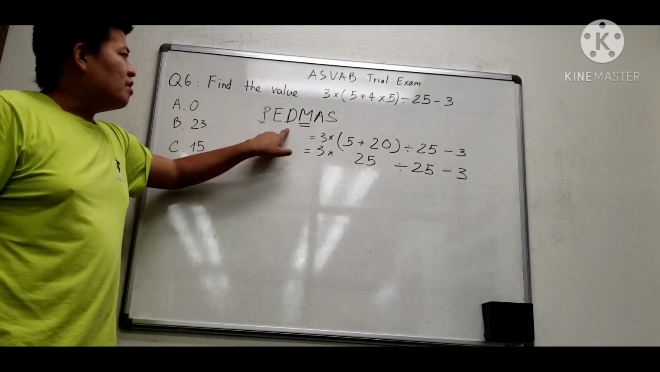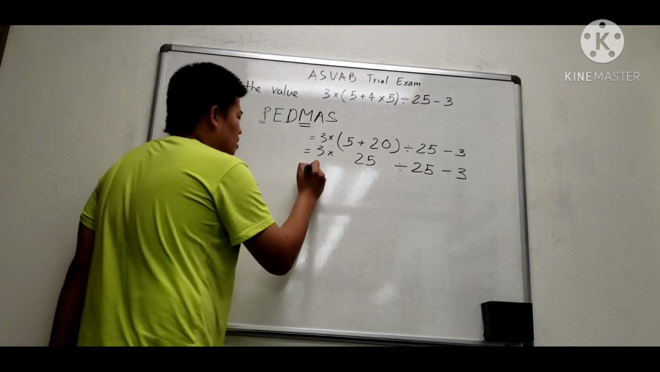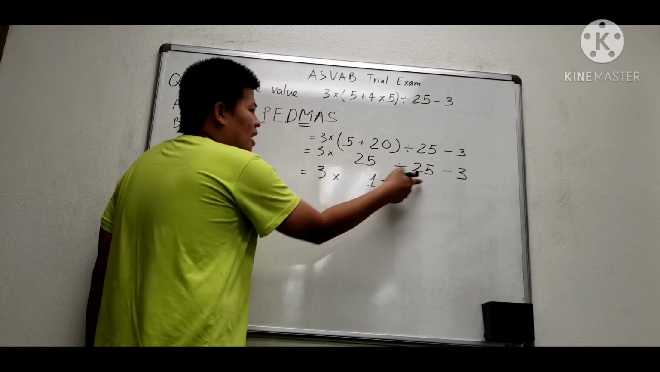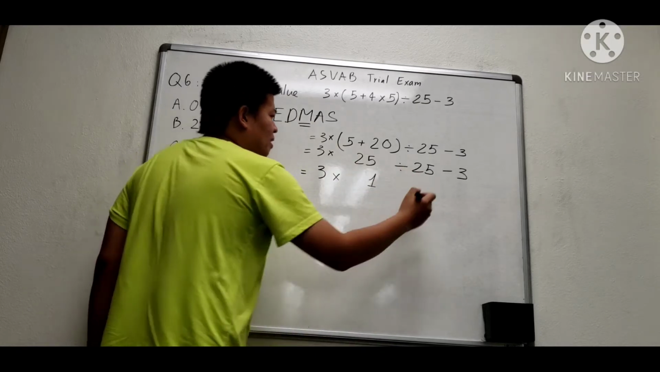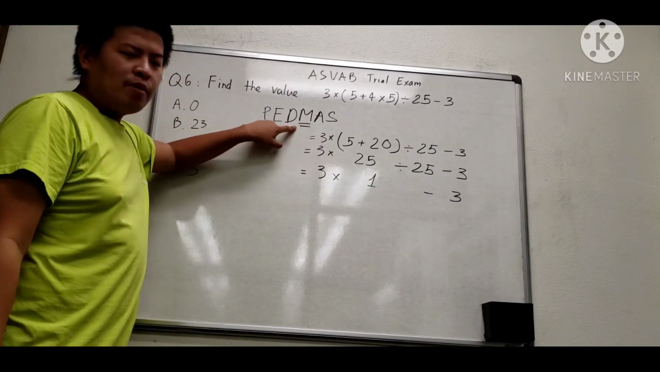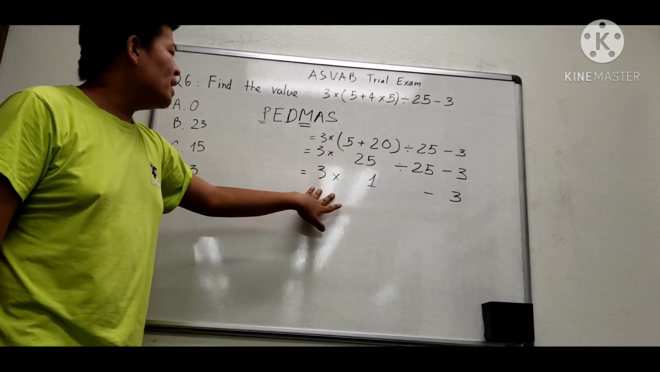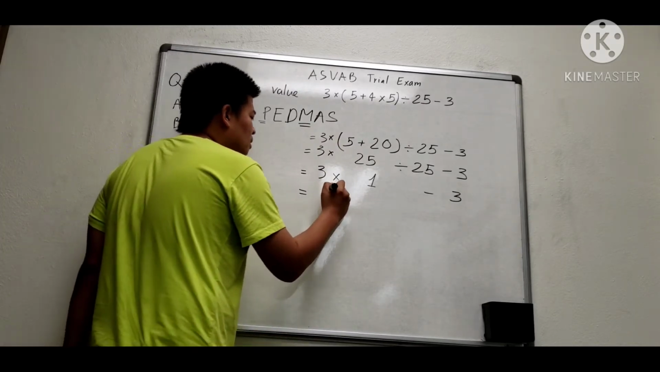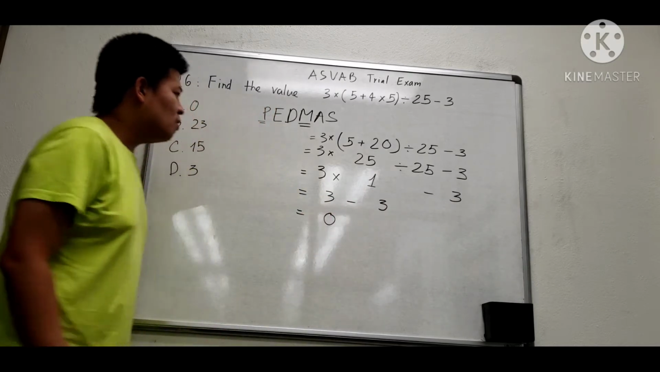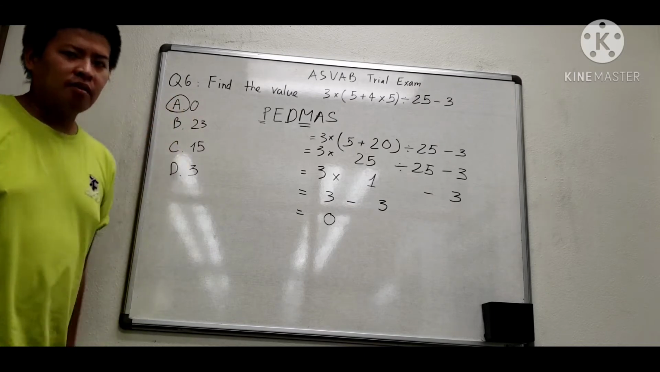We have the division and multiplication, so we do division. You get 3 multiplied by 1, because 25 divided by 25 is 1, minus 13. We have multiplication and subtraction at the last one, so we do multiplication here. And the answer is 0. So question 6 is answer A.